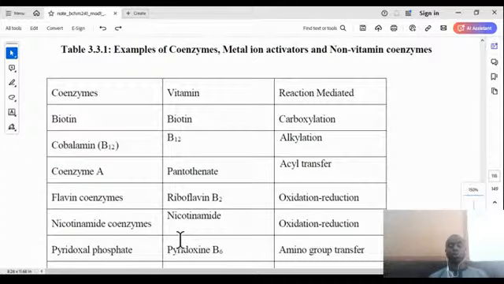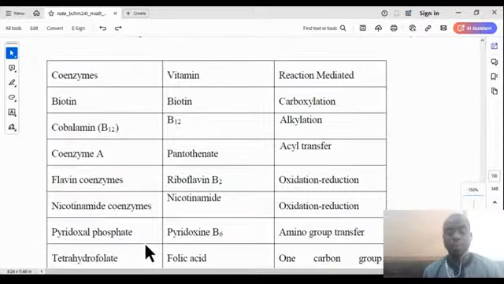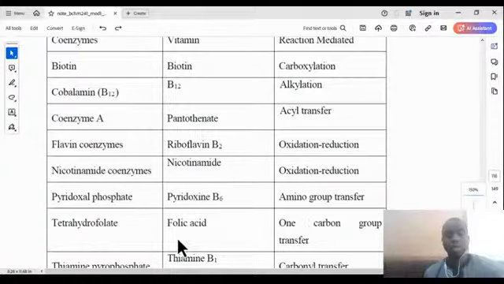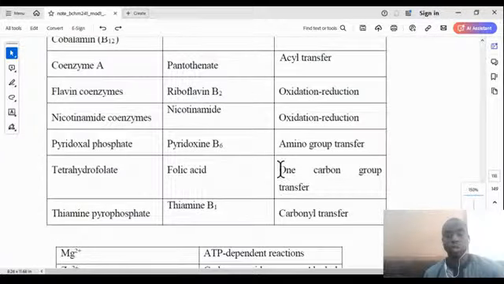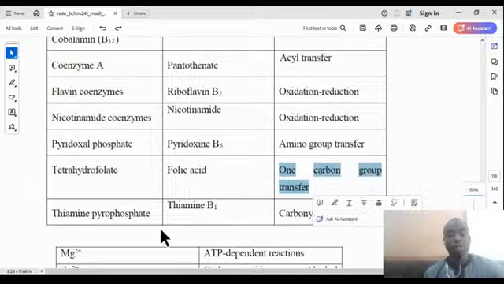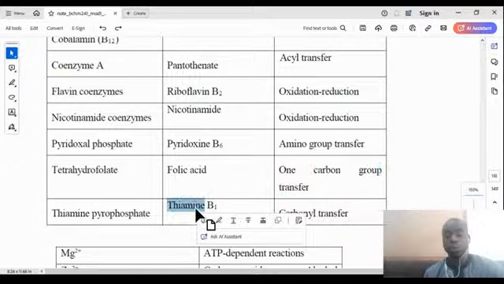We have nicotinamide coenzymes, which we get from nicotinamide, and this nicotinamide is gotten from niacin, which is vitamin B3. We have pyridoxal phosphate, which we get from pyridoxine, vitamin B6, and the reaction it mediates is amino group transfer. Nicotinamide mediates oxidation reduction, redox reactions. We have tetrahydrofolate, which is gotten from folic acid, vitamin B9, and this is one carbon group transfer. That is the reaction it mediates. Thiamine pyrophosphate, which is gotten from thiamine, vitamin B1, mediates carbonyl group transfer.